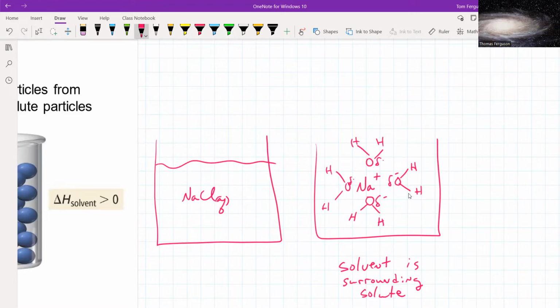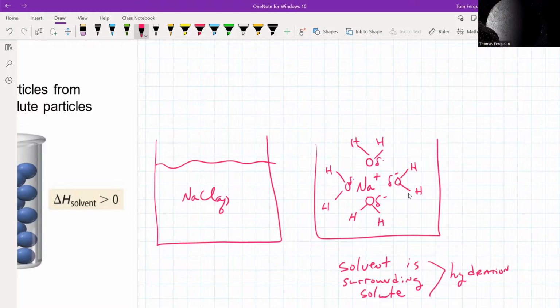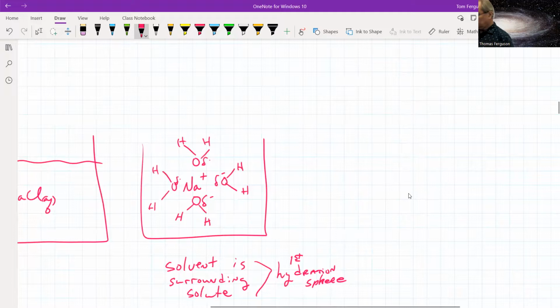And this is in 3 dimensions. What it's called is a hydration sphere. And it's the first hydration sphere because further out, you've got the same phenomenon happening at a weaker state. So that's the second hydration sphere. So you have first hydration sphere, second hydration sphere. And you've got the same thing happening for the anion.